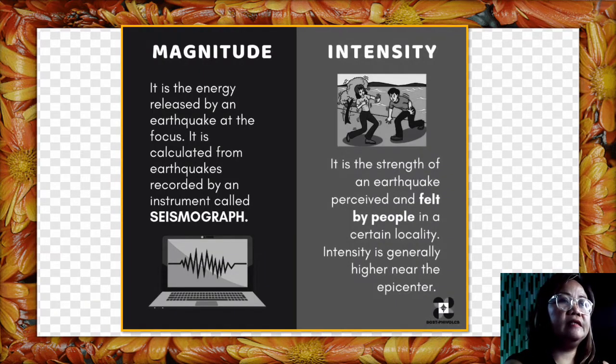Magnitude is the energy released by an earthquake at the focus. It is calculated from earthquakes recorded by an instrument called a seismograph. Intensity is the strength of an earthquake perceived and felt by people in a certain locality. Intensity is generally higher near the epicenter.